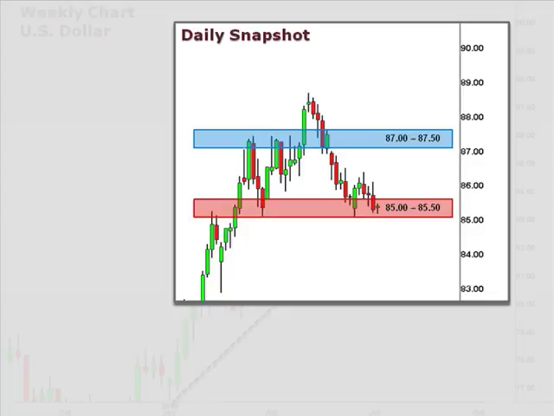Now, the daily chart reflects the consolidation taking place at the 85 and a half level. A break above 86 is likely to follow through with a retest of 87 and a half.